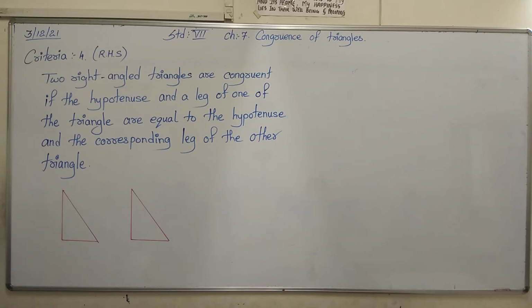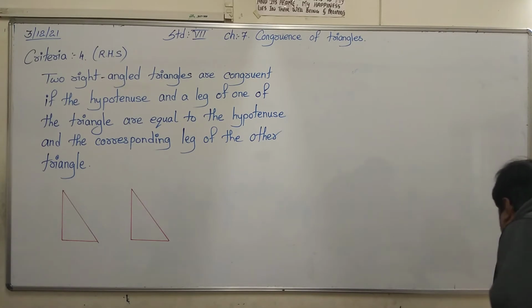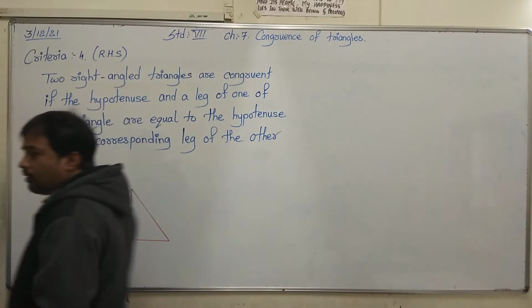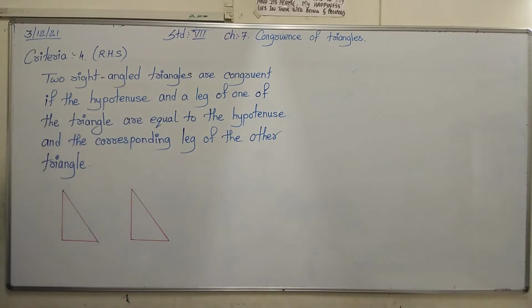Good morning. Moving with the last criteria of chapter 7, that is congruency of triangles. And the last criteria, important one, that is RHS, right angle hypotenuse side. It is not right hand side, it is right angle hypotenuse and side.